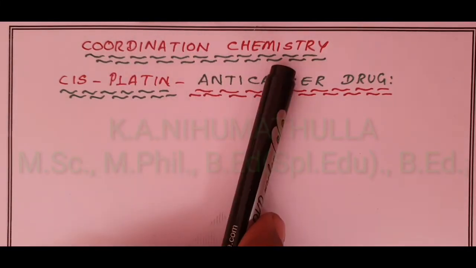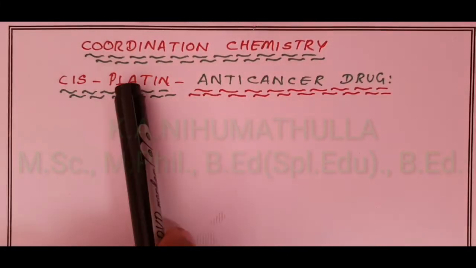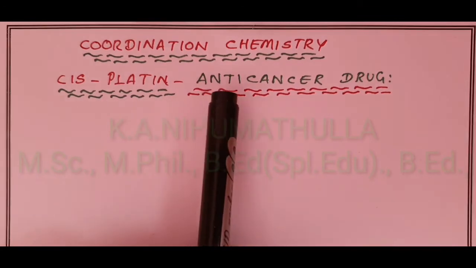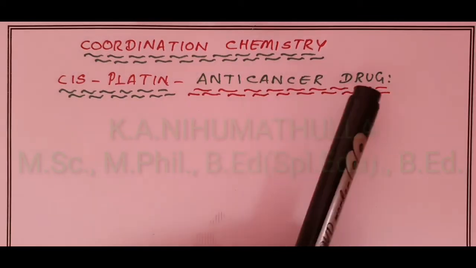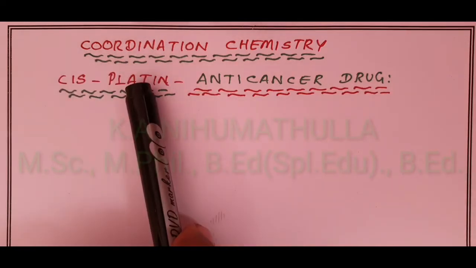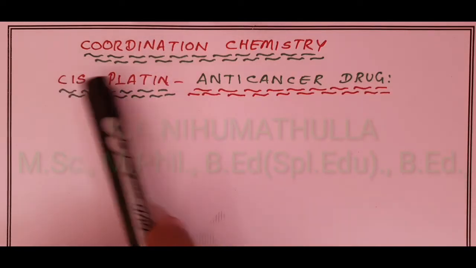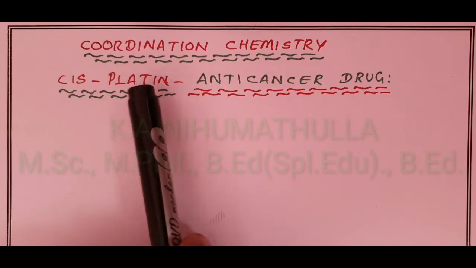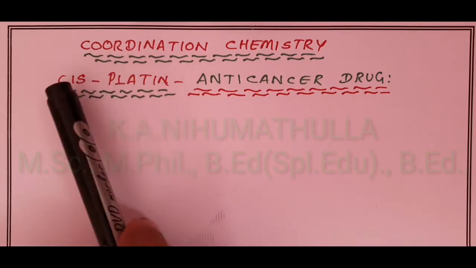Coordination chemistry, cisplatin, an anti-cancer drug. Cisplatin is one of the examples of coordination compounds. Platinum is the central metal ion.